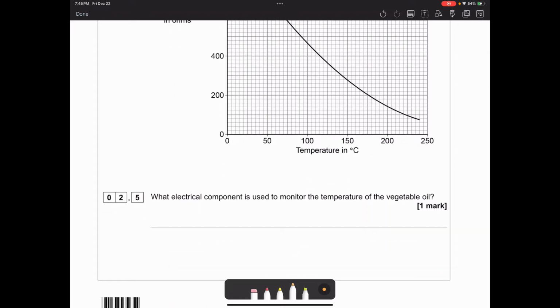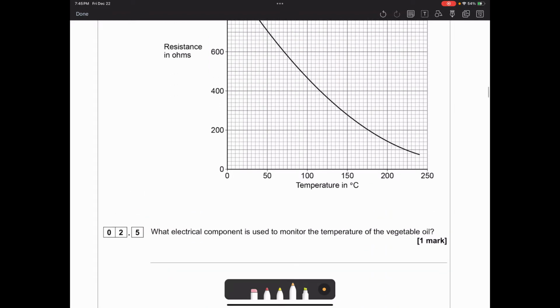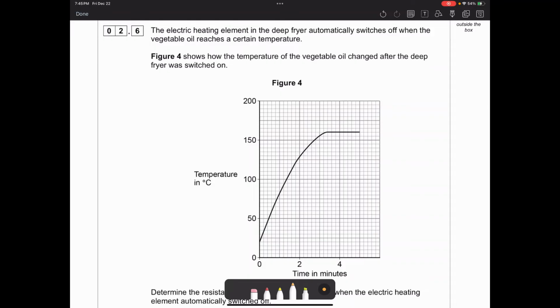Well, there's only one electrical component that you've looked at that changes resistance in response to temperature, and that is a thermistor. So thermistor is just your resistor with your flat line and then our diagonal line going through it. It's asking for the name of it, so it's just thermistor. Question 2.6. The electric heating element in the deep fryer automatically switches off when the vegetable oil reaches a certain temperature. Figure 4 shows how the temperature of the vegetable oil changed after the deep fryer was switched on.